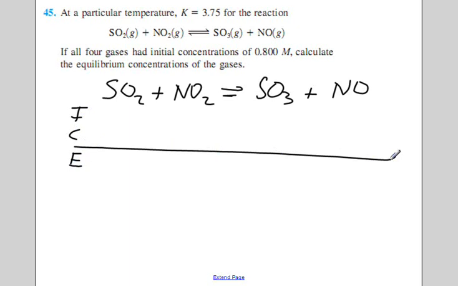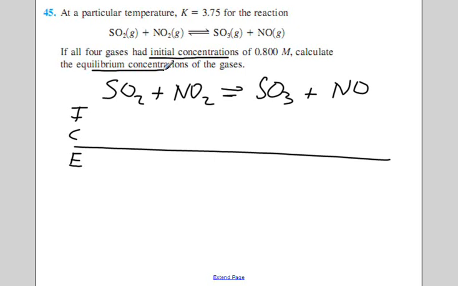Is it clear we need an ICE table to do this? It says all four gases had initial concentrations. Calculate the equilibrium concentrations. So when we're given the initial and then we're asked about something at equilibrium, we need to set up this table, right?